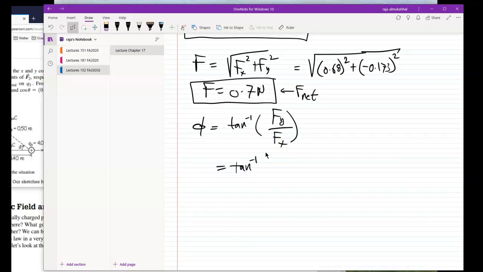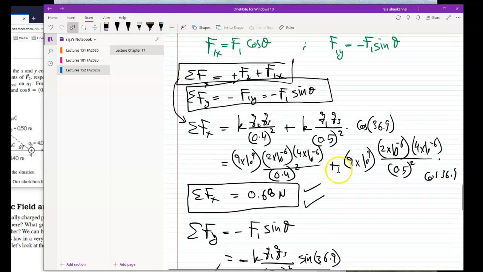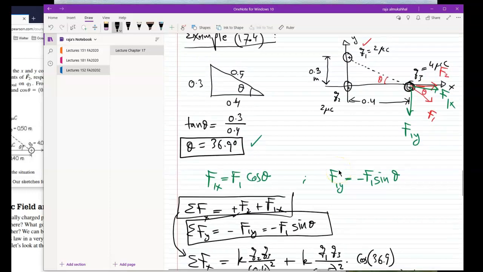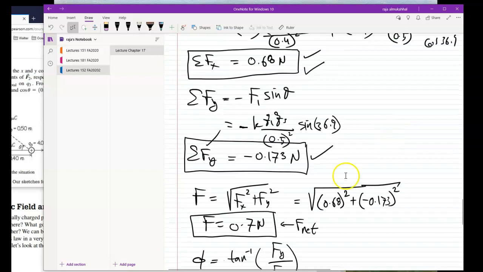So that's tan inverse of negative 0.173 over 0.68, and then when you work it out, you'll end up with negative 14.3 degrees. Okay, what's the minus mean? It means below the x-axis. In other words, this net force, go back to the diagram, which makes sense. Look at the theta right here, guys. It's below the x-axis, so we should expect it to be negative, and we got 14.3 degrees.